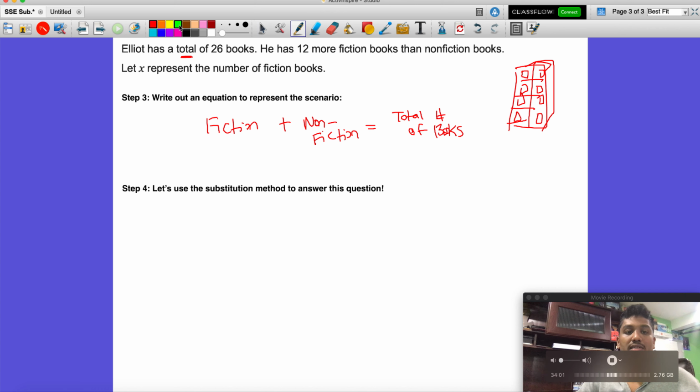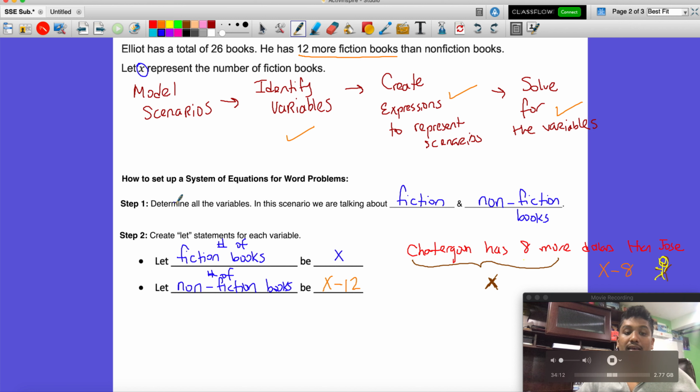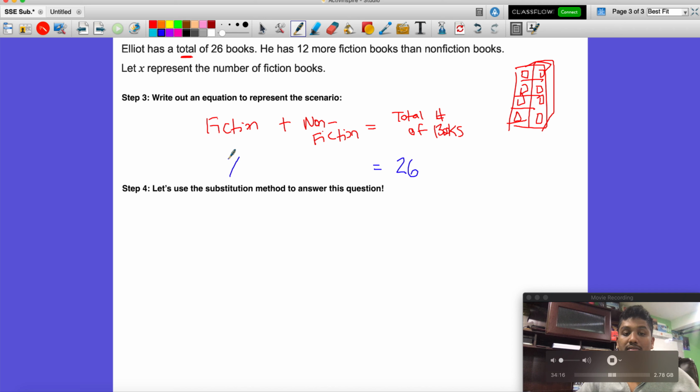Okay, so let's see now. What do we know? Well, we know that there's 26 books. We don't know how much of each, but we do know from the slide before that fiction books was X. So that's exactly what I'm going to write, X. And what was nonfiction? Remember, it was whatever number of fiction were, but there were 12 less of them.